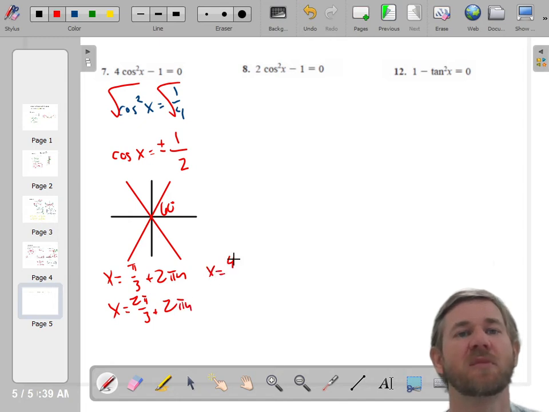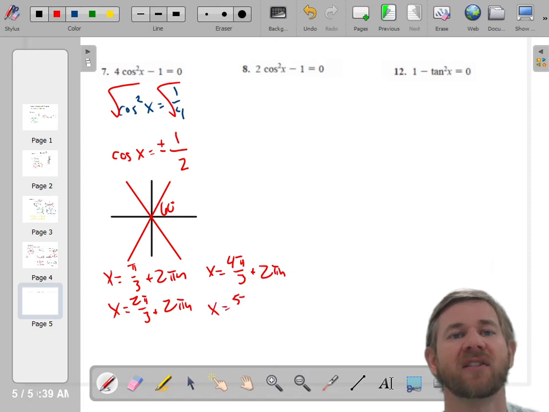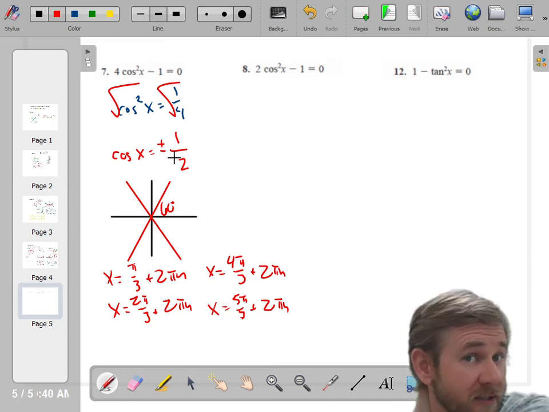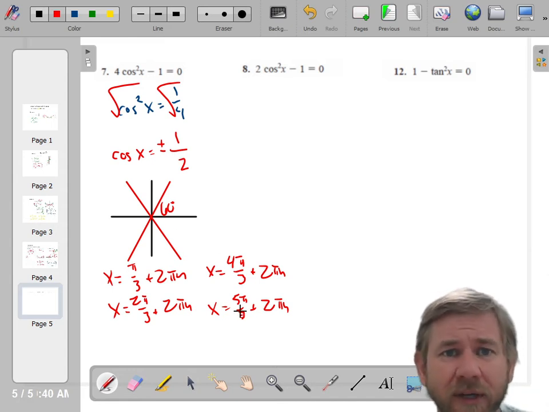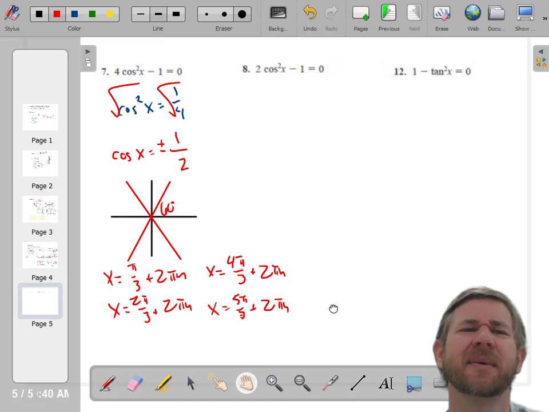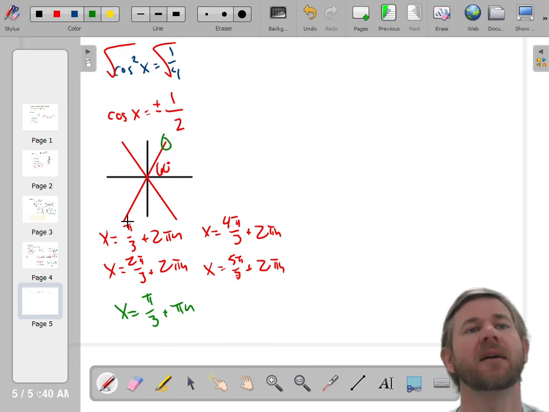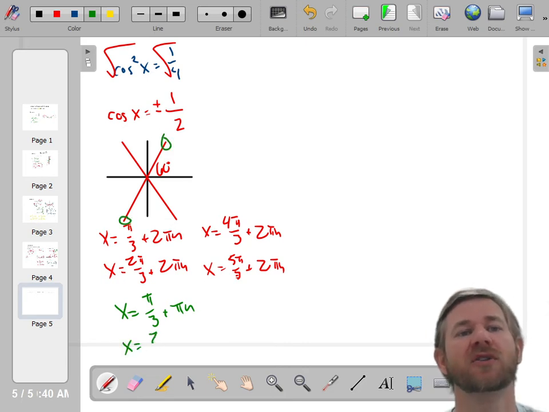We could say 4 pi over 3 plus 2 pi n, or we could say 5 pi over 3 plus 2 pi n. So 1, 2, that's 3, 4, 5. 1, 2, 4, 5. Those are all the pi over 3s. That's a 3. Can you condense that? We can condense it a little bit if you want. We could say start at pi over 3 and add pi n. So pi over 3 plus pi n, or 2 pi over 3 plus pi n.